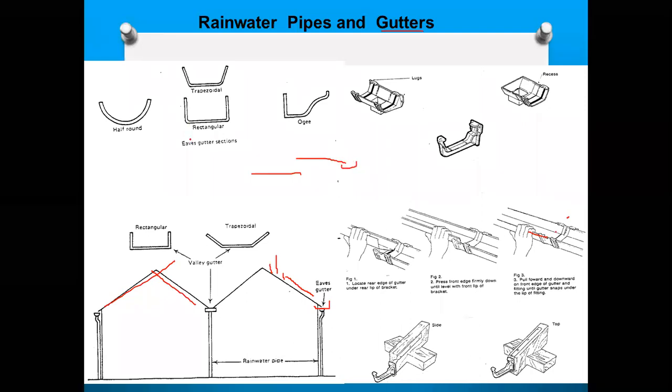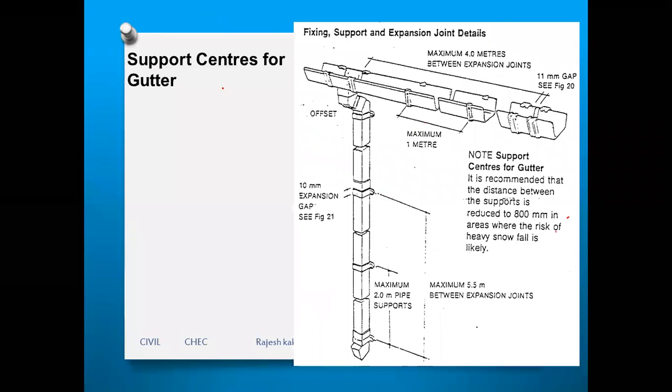See here the different EU gutter sections: round, semi round, trapezoidal gutter section, rectangular gutter section, box gutter section. These are the extensions or connectors. Now, support centers for gutter. So idi gutter anukundam, this is a gutter. You are placing step by step. At the bottom offset you are having the expansion gap where the water is going inside the ground and going to the tank.